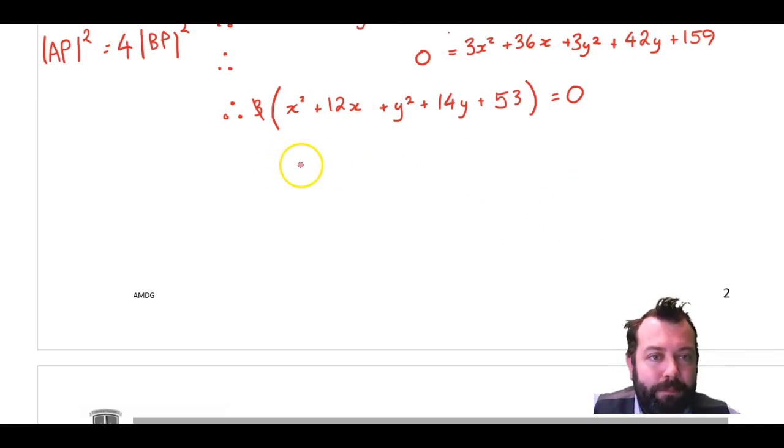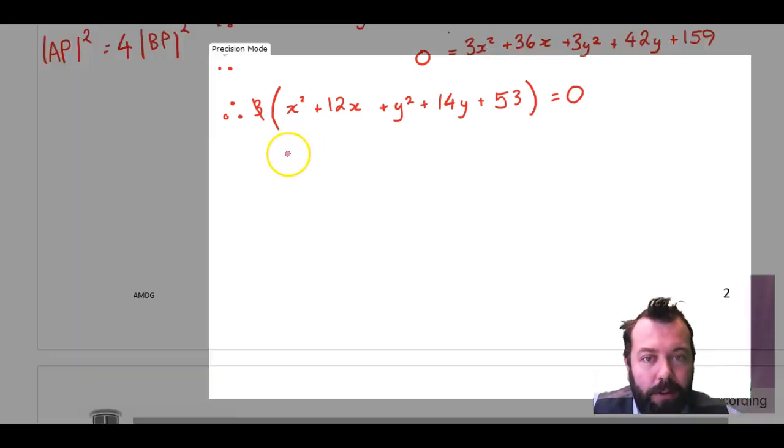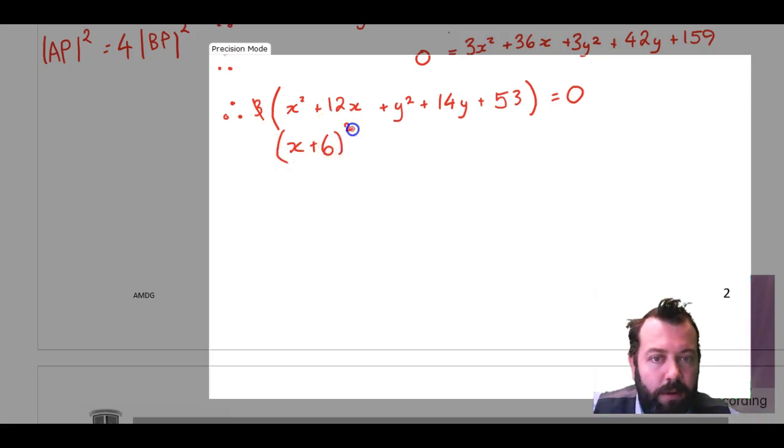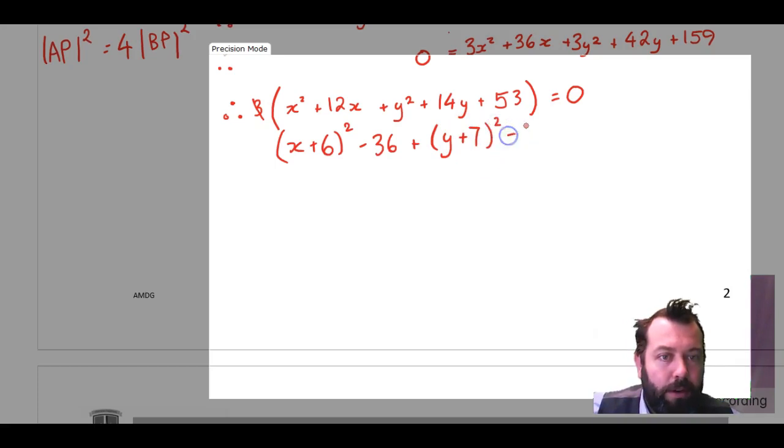So how do I get from here to something a bit more meaningful? Well, from here I am going to have to complete the square. Remember how to do this. So it's x, and then I halve this, plus 6, all squared, minus 36, plus y plus 7, all squared, minus 49. I've still got the plus 53 here, equals 0.